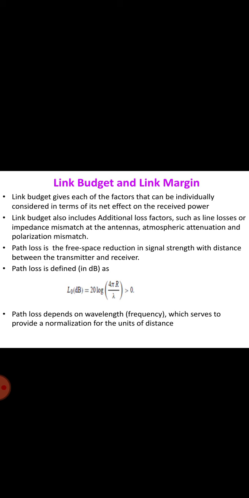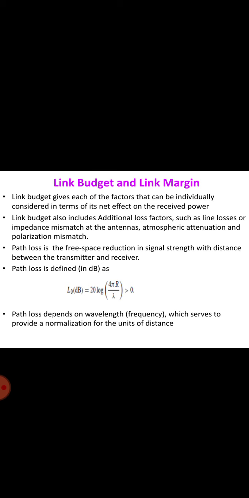One of the terms in the link budget is the path loss, accounting for the free space reduction in signal strength with the distance between the transmitter and the receiver. The path loss is defined as L0 equal to 20 log of 4 pi r by lambda, which is greater than 0. You can note that the path loss depends on wavelength, which serves to provide a normalization for the units of distance.